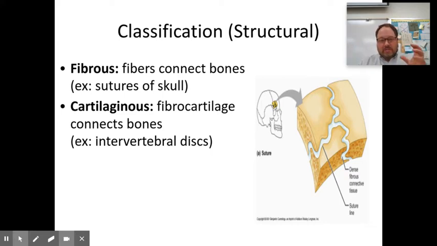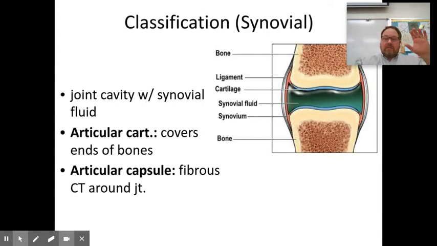Cartilaginous joints. Again, this is a structural definition. Cartilaginous joints have those fibrocartilage discs. They're these discs of connective tissue with lots of proteins in them. And that's what we see between the vertebrae. So again, inter means between, intervertebral discs. So cartilaginous joints have these cartilage pads filled with proteins. And again, they allow a little bit of movement. That's our amphiarthrotic joints. And then finally, the diarthrotic joints, the freely movable ones, those are synovial joints.